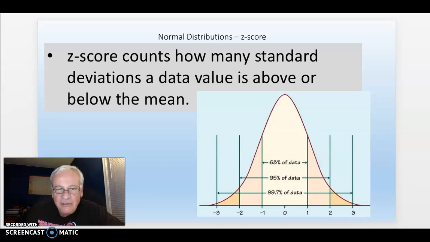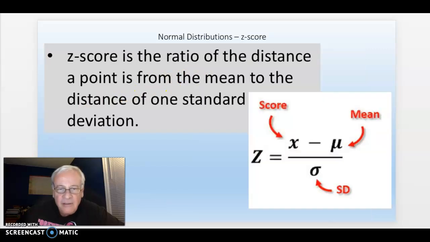And there's a formula for it. You guys are going to need to know this; it's kind of like the definition of it right here. But it does have a formula as well. It's a ratio, like a fraction. The numerator up here is how far away the data point is from the mean. The difference between the score and the mean is how far away the score is from the mean.